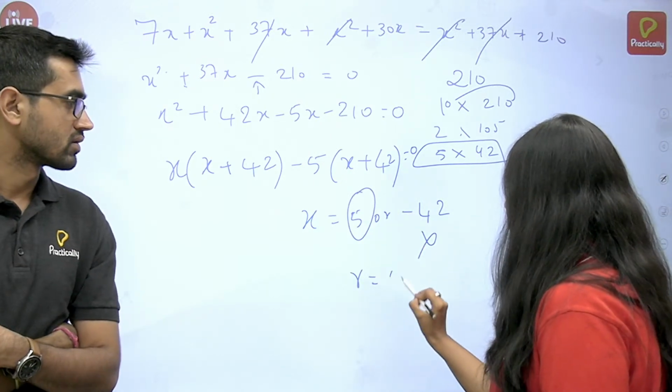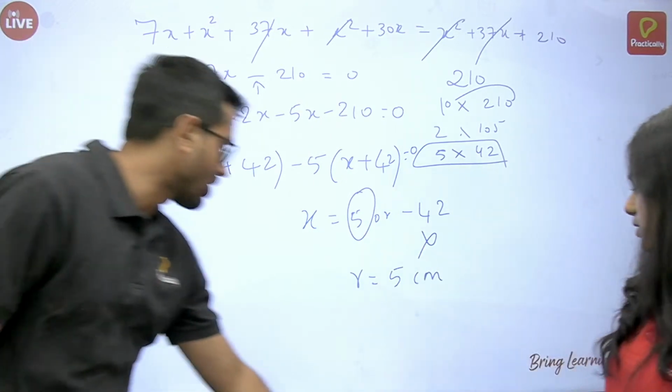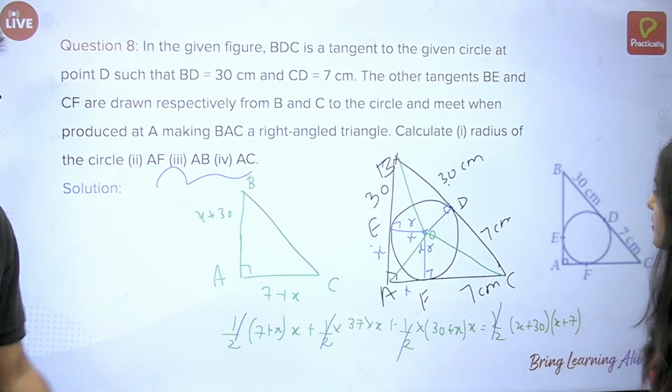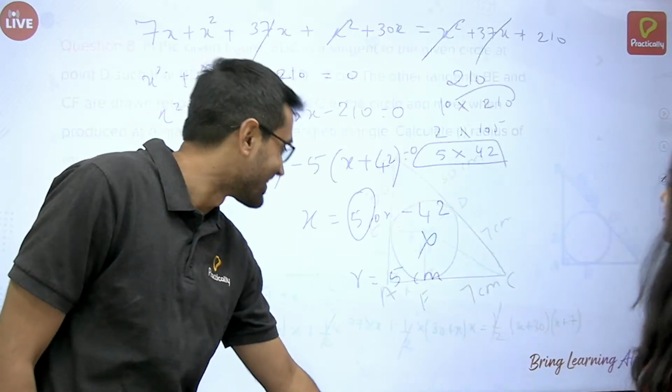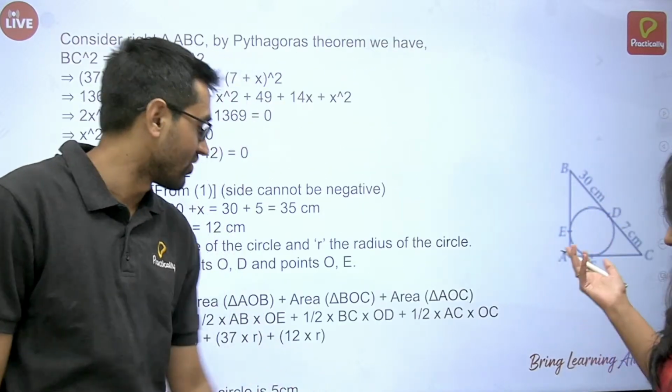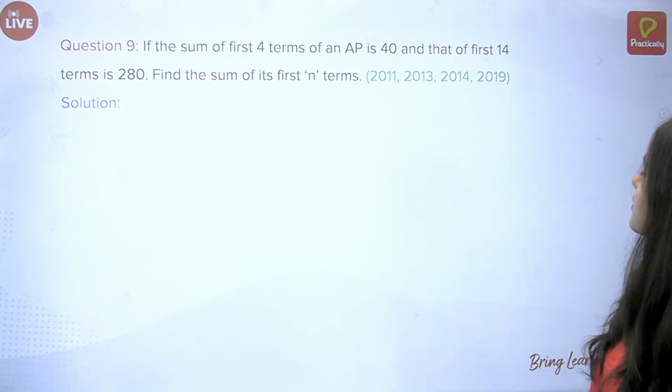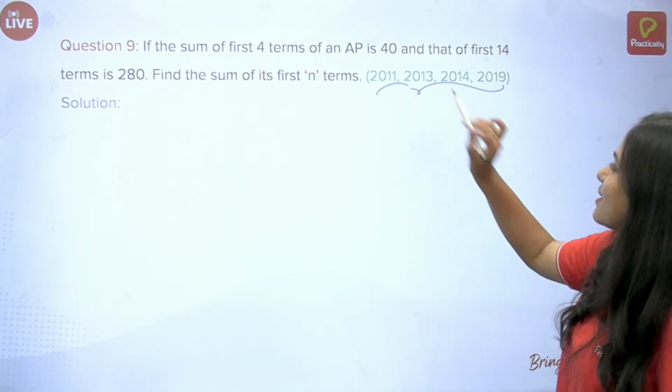So radius is nothing but 5. And now we are not going to find all of this because you just have to add 5 plus 7 is 12, 5 plus 30 is 35. Found it. That's it. So only radius is a big step. Yes, that's the only step. The area finding was the only step. Okay, this has repeated quite a lot.